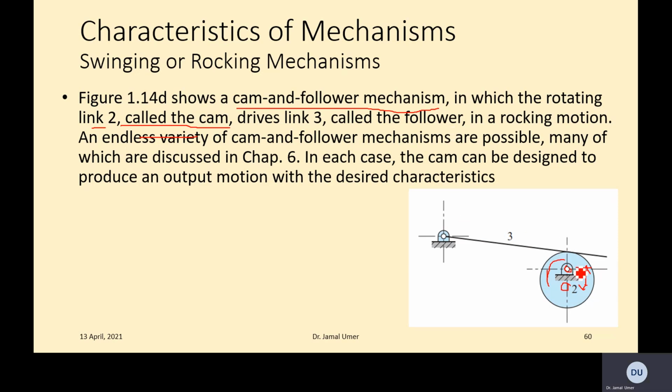So now you can imagine if it's rotating, so when this end, this part which is longer, comes upward, this link will lift up, right? And then it's at minimum, so this side is minimum, so that's why it's a minimum height. So this link will move up and down. So the cam, this is 2 cam, drives link 3 called the follower in a rocking motion. So the motion is basically a rocking.